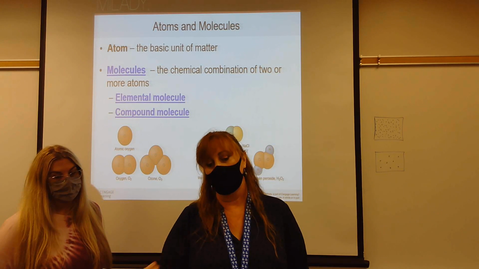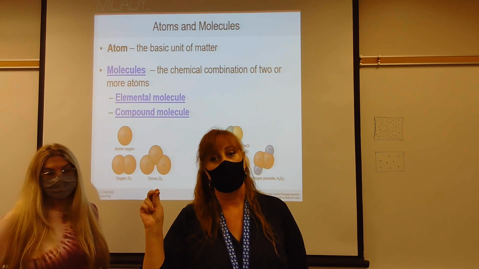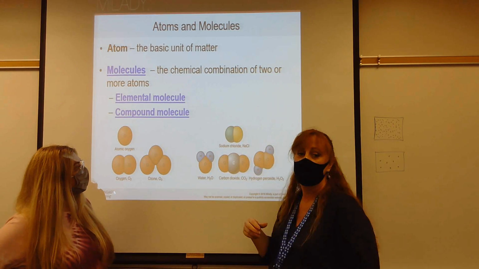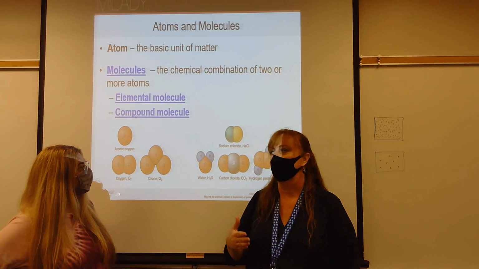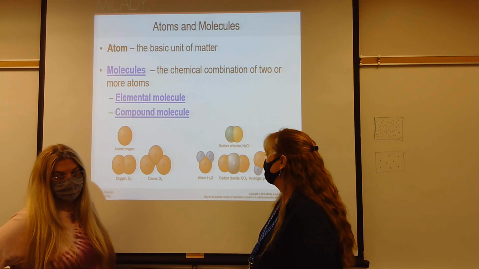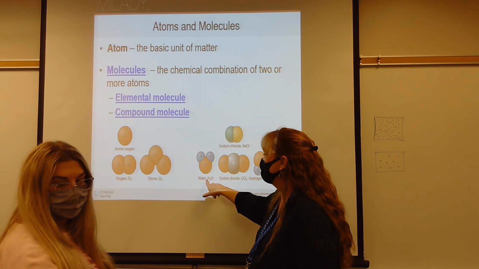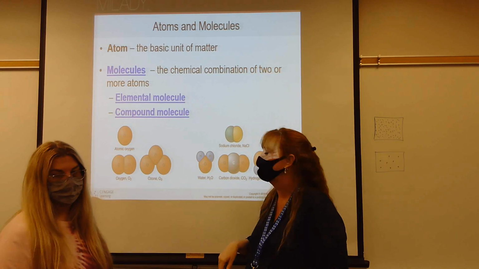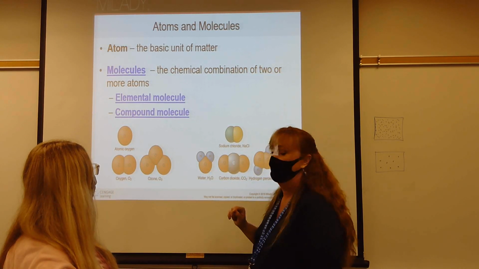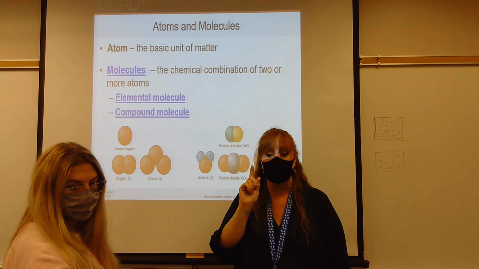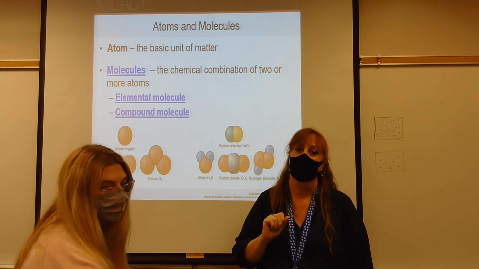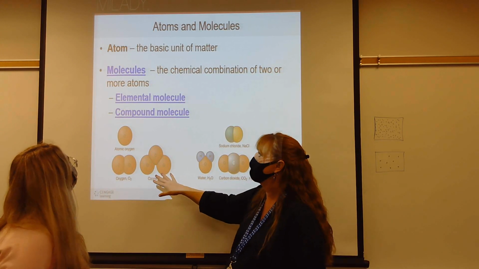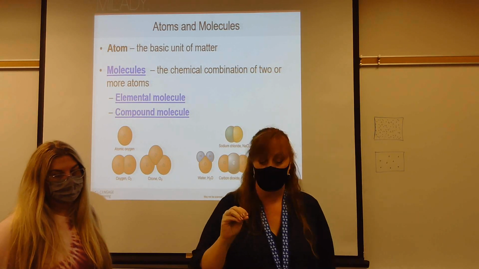A compound molecule is two or more atoms of different substances that are grouped together. So when we think of water, most people know the symbol for water is H2O, right? So it is two hydrogen and one oxygen, kind of looks like Mickey Mouse there. H2O would be one molecule of water. So you've got your compound molecules and your elemental molecules, which are just groups of atoms.